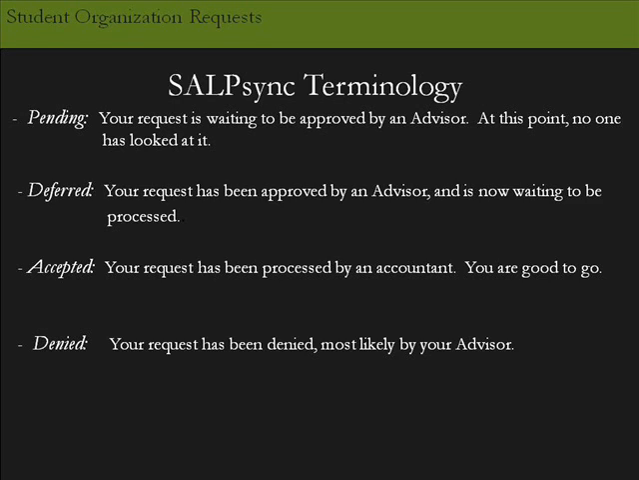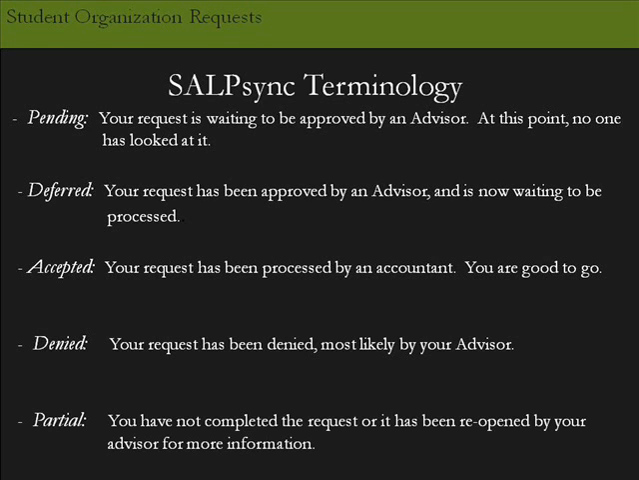Denied. If the status of your form on SALP Sync says denied, it means that your request has been denied, most likely by your advisor. Partial. If the status of your form on SALP Sync says partial, it means that you have not completed the request or it has been reopened by your advisor for more information. To submit the request, click on Finish, complete the form, and submit.